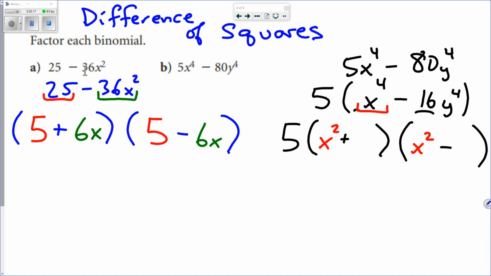And when we look over here, we've got 16y to the fourth. So we take the square root of 16y to the fourth. It's going to be 4y squared. So we have successfully factored this polynomial right here using the difference of squares.